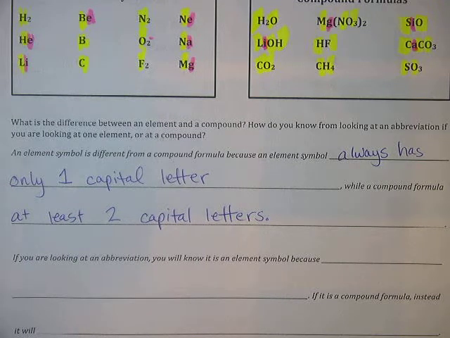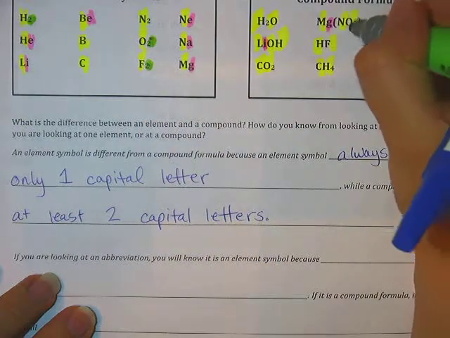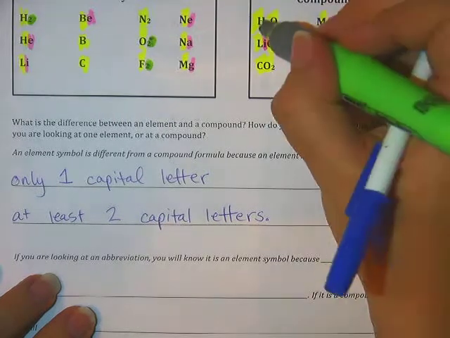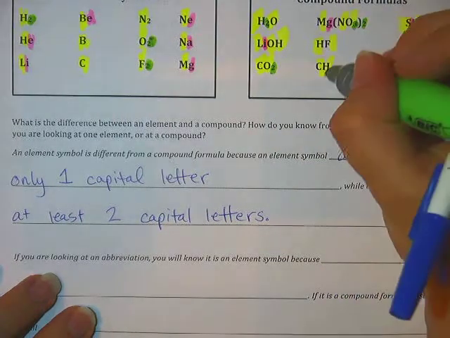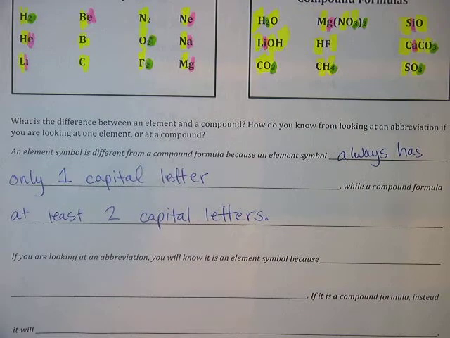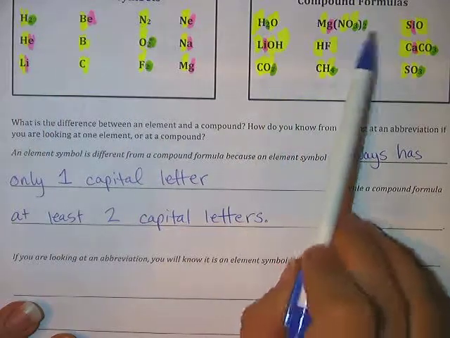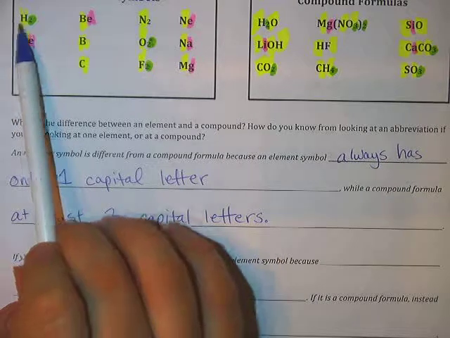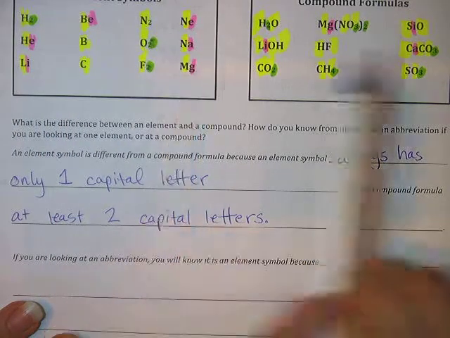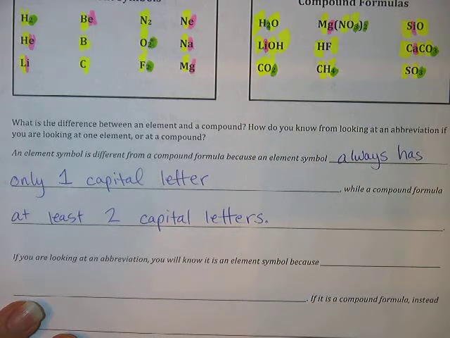Notice what they both have. Both elements and compounds can have these little numbers off to the side. Those are called subscripts, and we're going to talk about those more in another unit. A tiny bit in this unit, but we're going to spend a lot of time talking about subscripts in later units later in the year. So both elements and compounds can have subscripts in their formulas. But if it's an element, there's only one capital letter. If it's a compound, there's at least 2 capital letters, always.